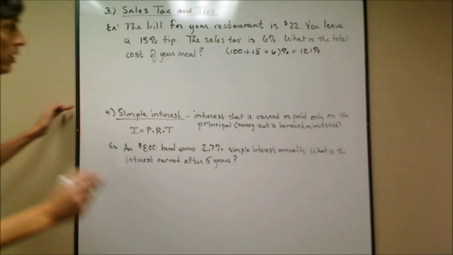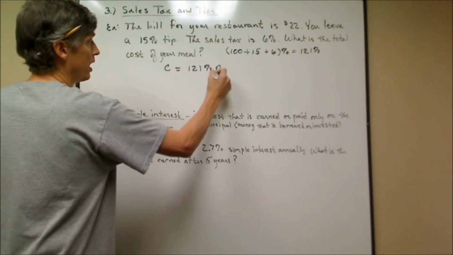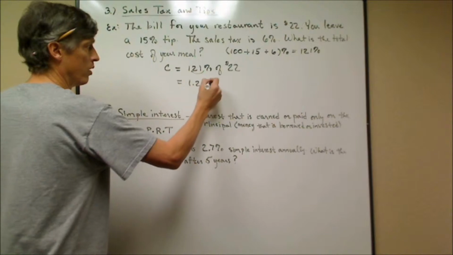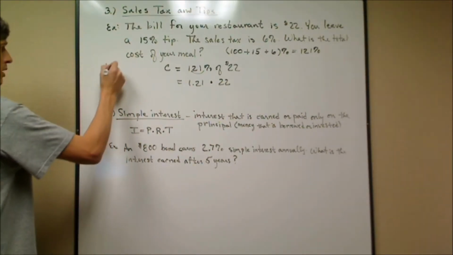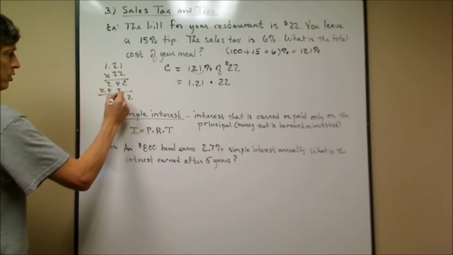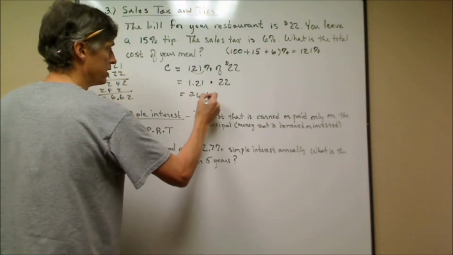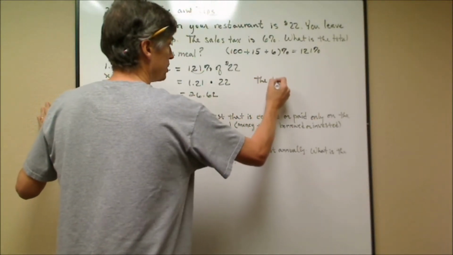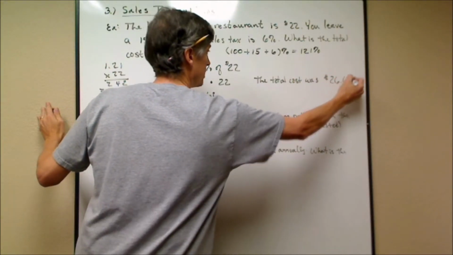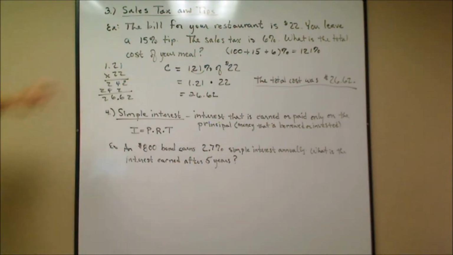121%. So what we're going to do here is our total cost, I'll put C for total cost, is 121% of the $22. So I slide the decimal twice, I get 1.21 times 22. So 1.21 times 22, that's a 2, a 4, and a 2. That's a 2, a 4, and a 2. That's a 2, a 6, a 6, and a 2 with 2 decimal places. And I get 26.62. So the total cost was $26.62 based on this right here. That includes the tax and the tip.